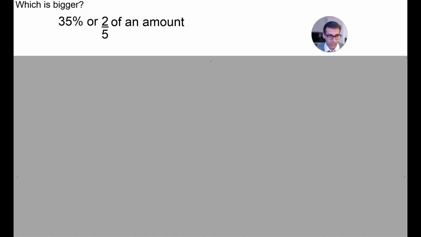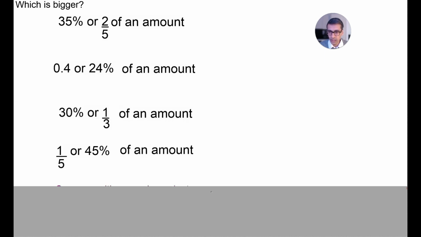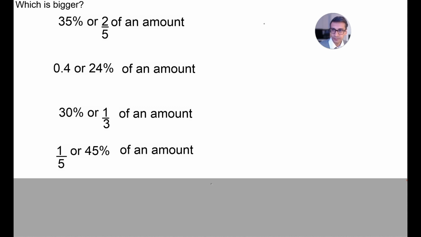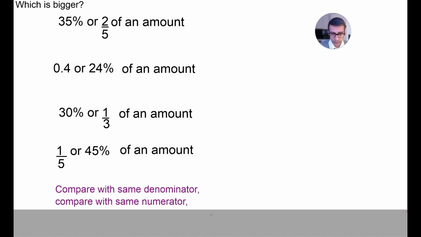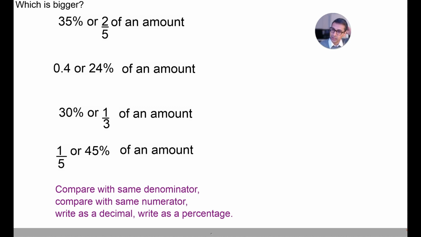Right, so have a go at thinking which of these is bigger. Is it the percentage or the fraction? There's a few questions for you to try here, so try all of them one by one, and then I'll go through some strategies here. In fact, I'll tell you the strategies now. It might be useful to do that first.